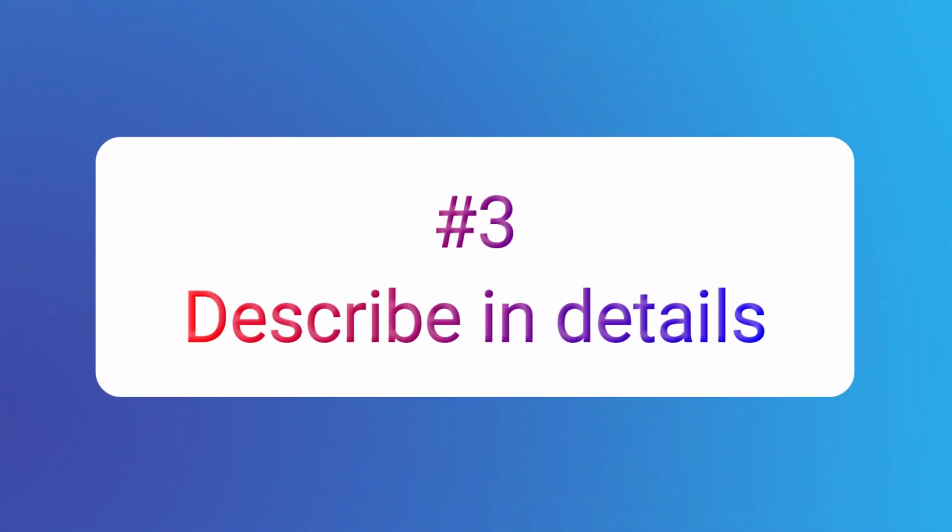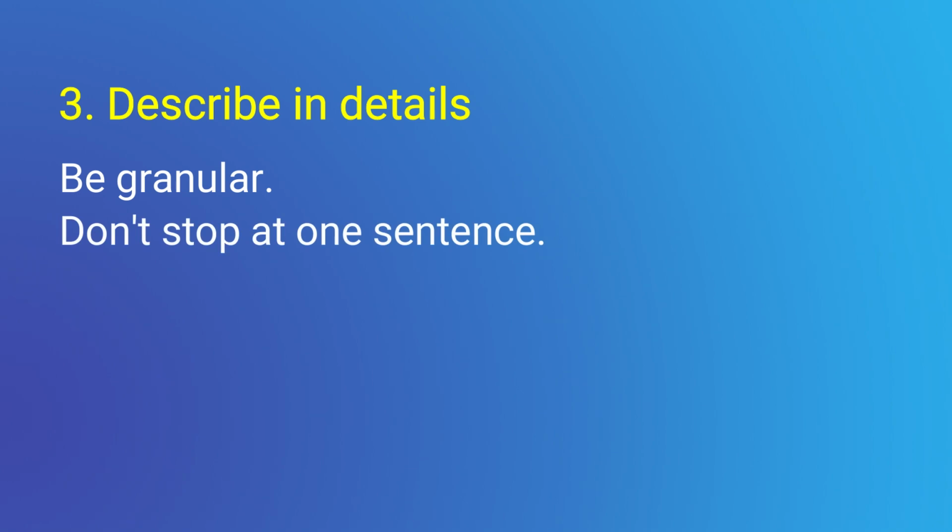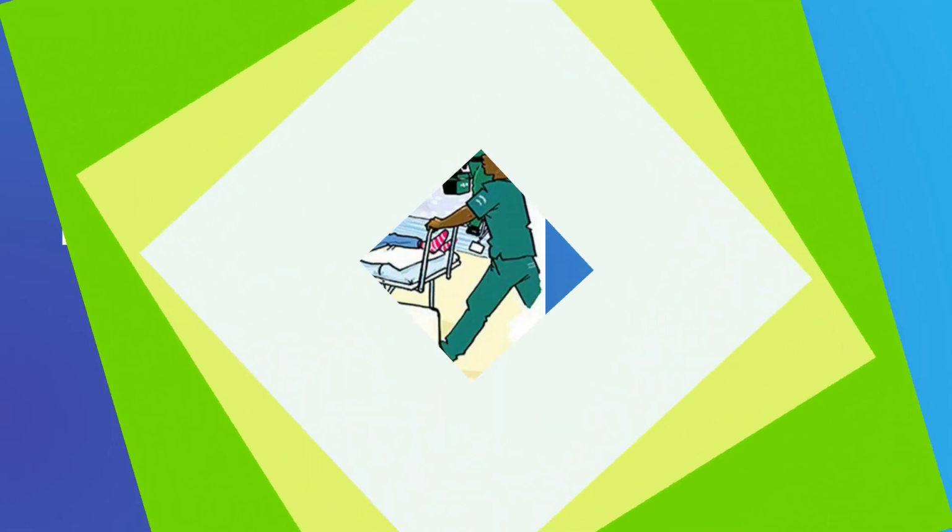I bet. The third way to expand our idea is to describe it in details. Here, you want to be more granular. Think of a microscope. When you look at an object through a microscope, you see a great number of details. We can take this approach in our responses too. This is especially helpful when you're describing pictures like in CELPIP Speaking Task 3.